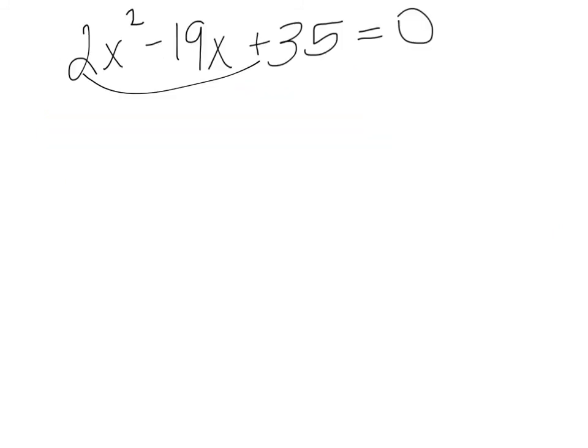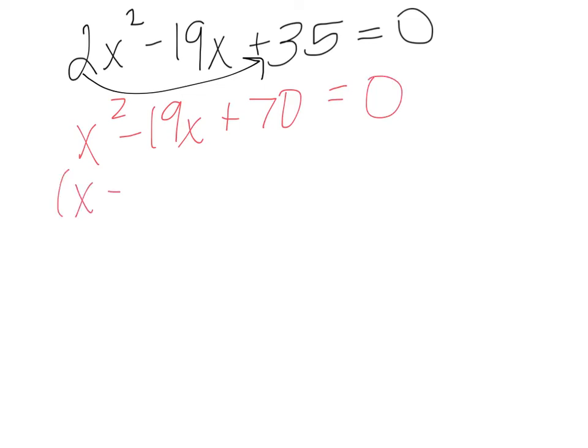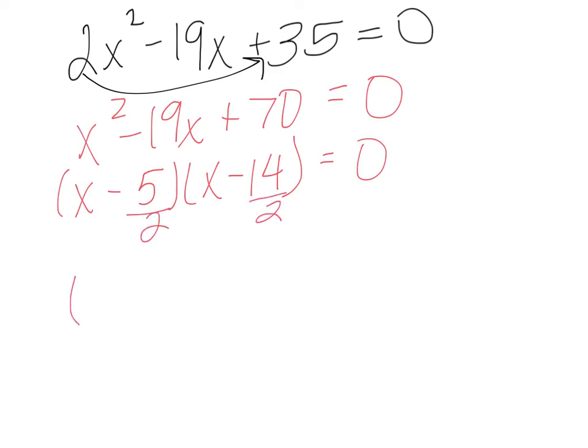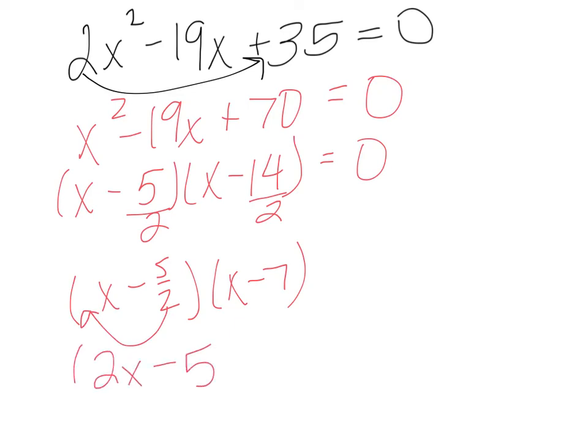Bottoms up method. I'm going to multiply the 2 over. x squared minus 19x plus 70, equals 0. Factors are going to be x minus 5, x minus 14 equals 0. Bring in that 2 that I took out at the beginning. So this is x minus 5 halves, x minus 7. I only have 1 to bottoms up. So my factors are 2x minus 5, x minus 7 equals 0.